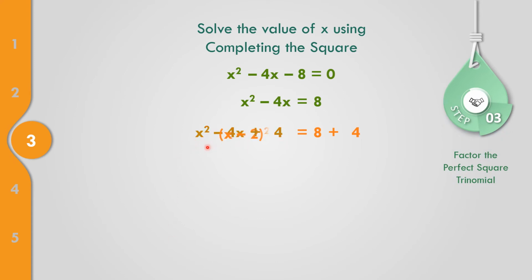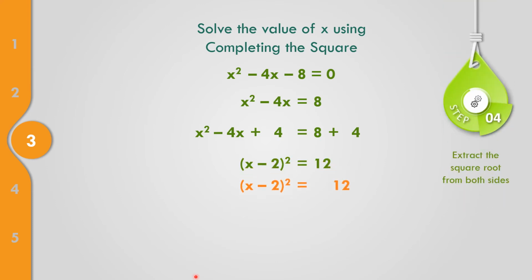Square root of x squared is equal to x. Copy the sign of b, negative. Square root of 4 is equal to 2. 8 plus 4 is equal to 12. Afterwards, let us extract the square root from both sides. So the square root of the quantity x minus 2 squared is equal to positive negative the square root of 12. So 12 is not a perfect square.